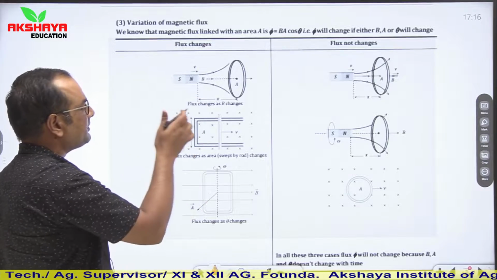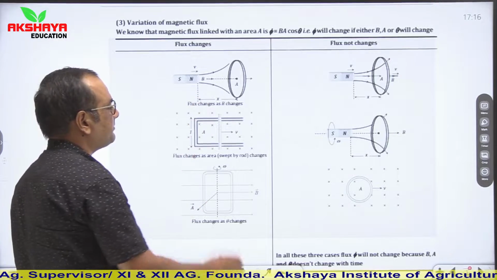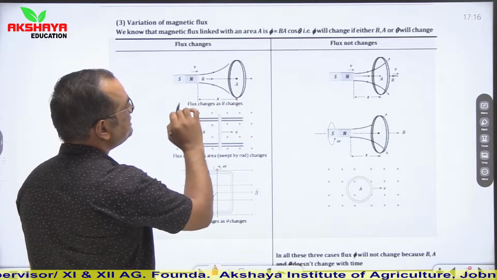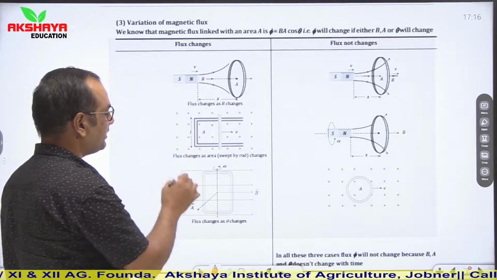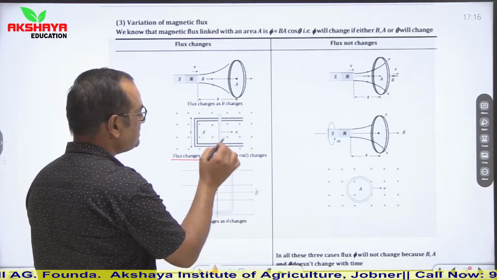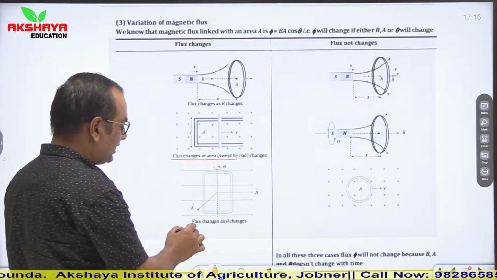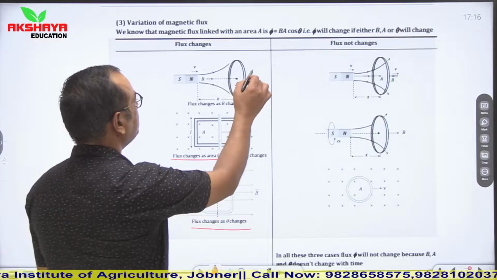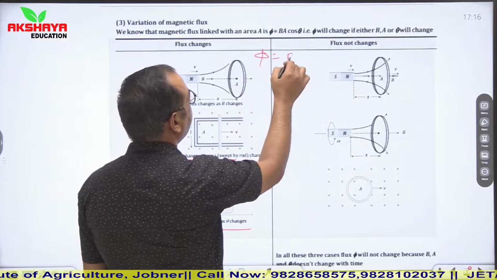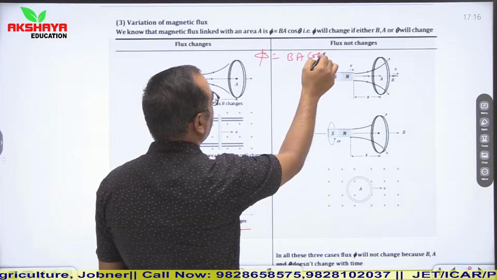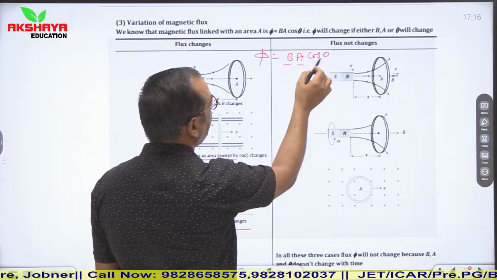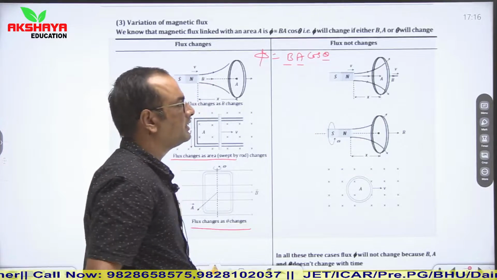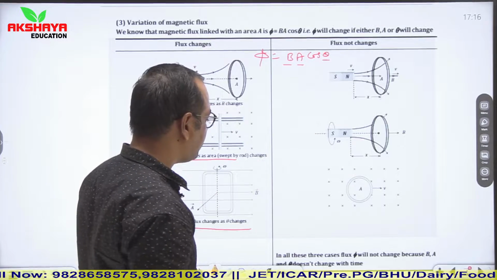So flux is changing. If magnetic field changes, then flux also changes. If area changes, then flux also changes, and if theta changes, then flux also changes. It means we know that phi is equal to BA cos theta. It means phi depends on B, A and theta. Clear? So this is the general concept of its variation.